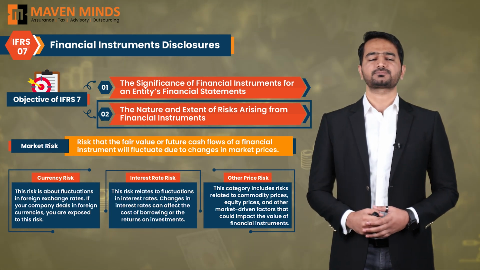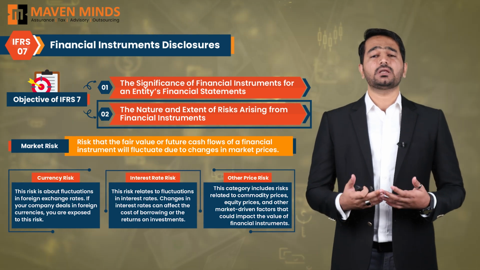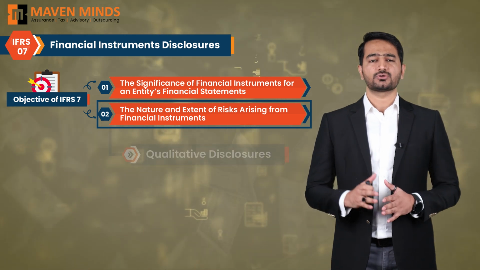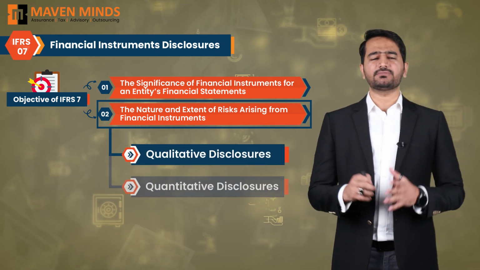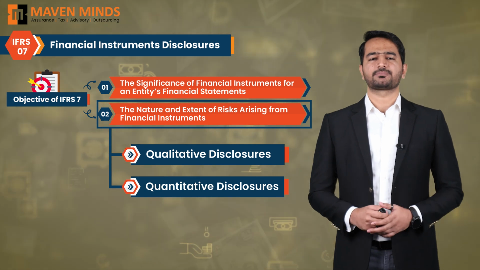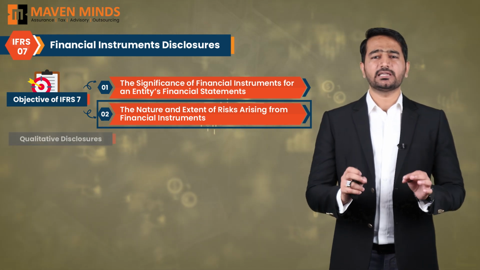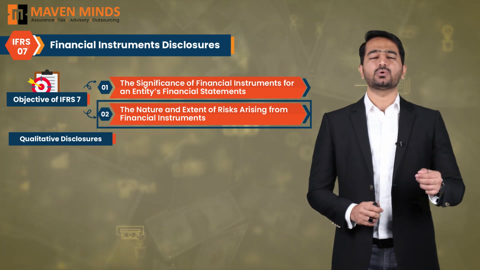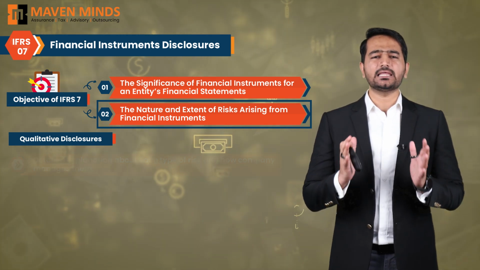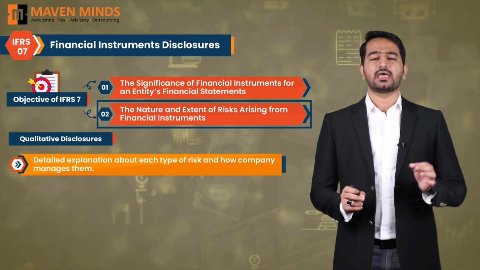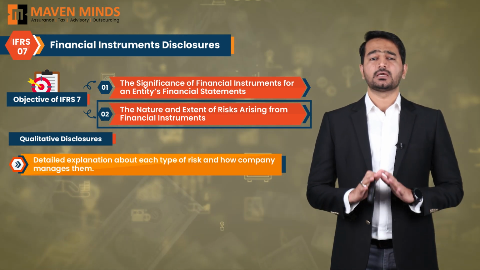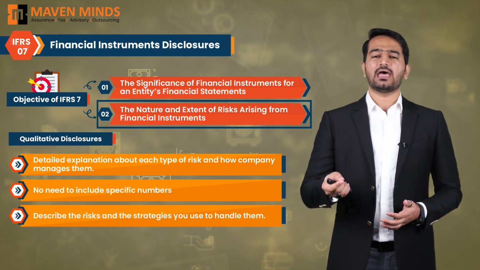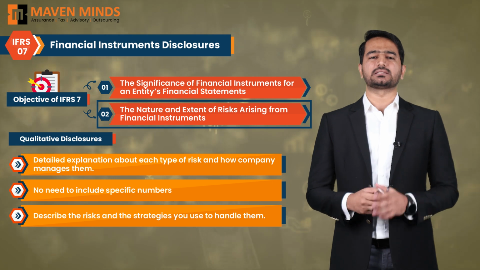Now, when you are reporting on the nature and extent of risk, IFRS 7 requires both qualitative and quantitative disclosures. Let's break this down. Qualitative disclosures are essentially a narrative description of the risk. You are writing a story, a detailed explanation about each type of risk and how your company manages them. There is no need to include specific numbers here. Just describe the risk and the strategies you use to handle them.